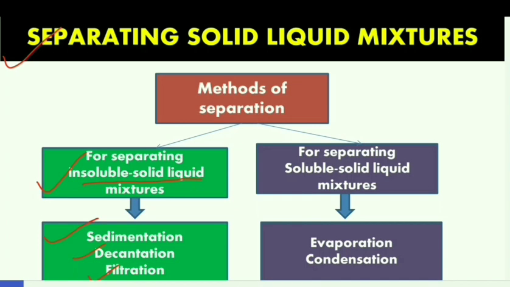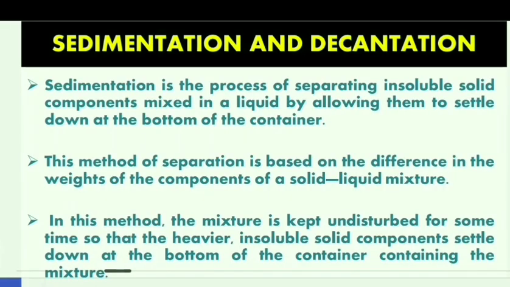Now we will see the methods for separating the components of soluble solid-liquid mixtures. Soluble solid-liquid mixture means the mixture in which solid component dissolves in liquid. For example, mixture of salt and water. In this mixture, salt is solid component and dissolves in water. So this is example of soluble solid-liquid mixture. And the methods that are used for separating the components of soluble solid-liquid mixtures are evaporation and condensation. Now we will study all these methods in detail one by one.